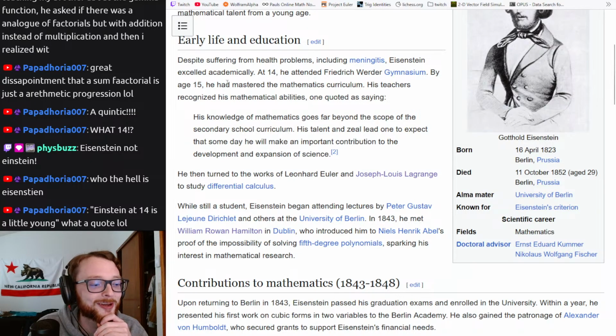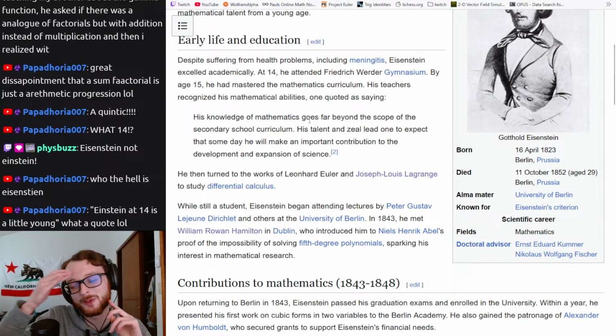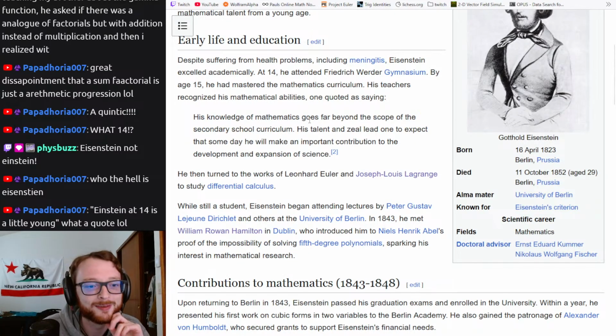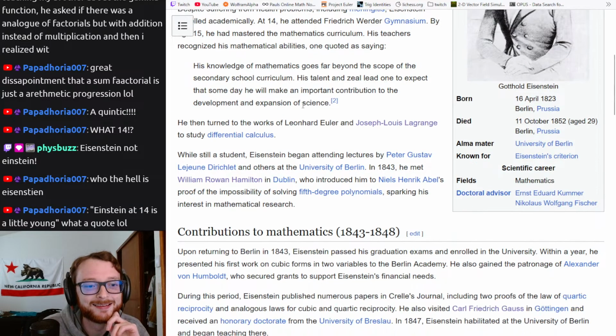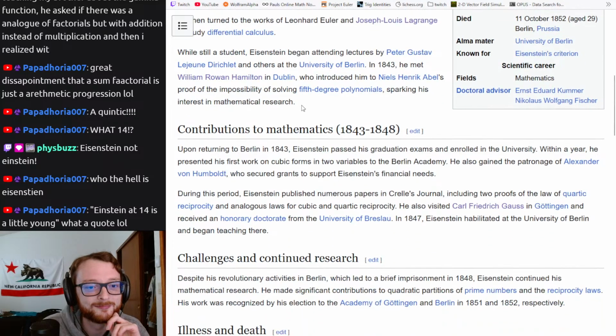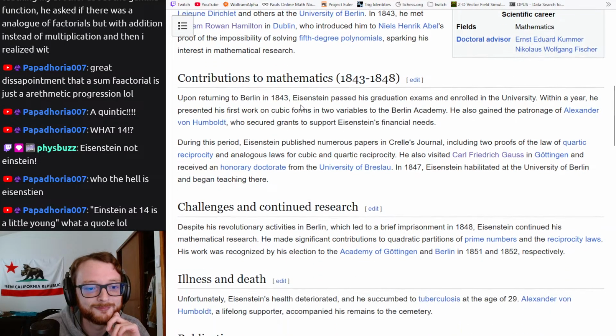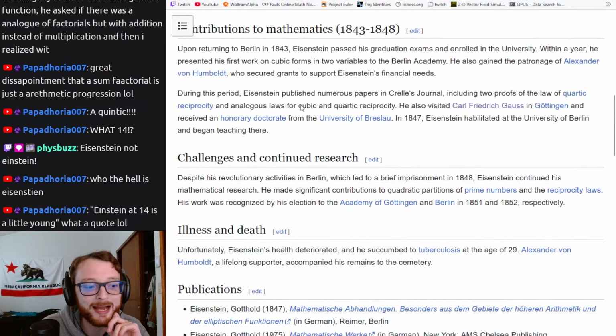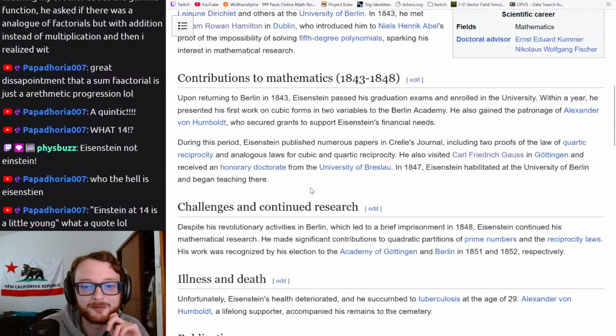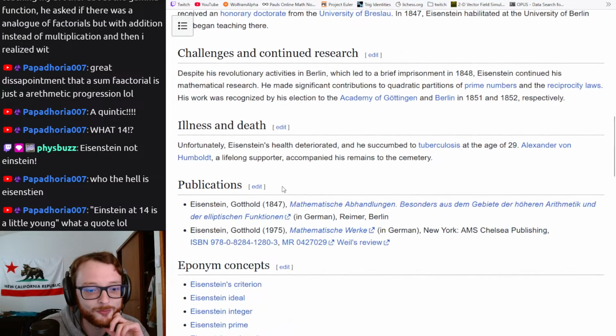Isaiah 14 is a little young. No, I mean, like, yeah. I didn't phrase that well, but I remember Einstein's big paper on special relativity was in like 1901 or something. So that's a pretty big gap from 1844. Okay, Eisenstein is also really smart, though. He accomplished a lot of stuff in his 29 years here.